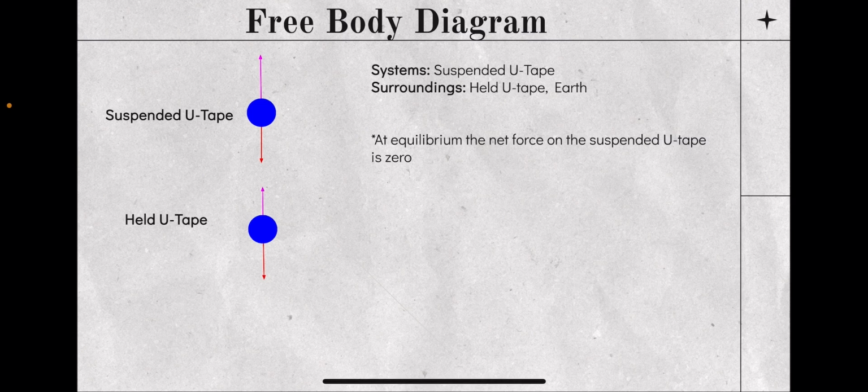When looking at the free body diagram, you can see that the force of gravity is pointing down on the suspended U-tape, and that the electric force is pointing up from the held U-tape. The system in this experiment is the suspended U-tape, and the surroundings are the held U-tape and Earth.